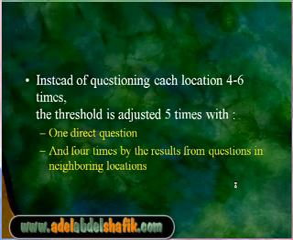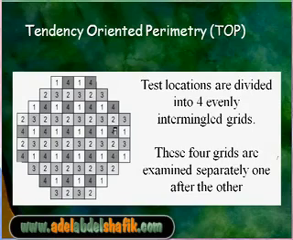So instead of asking the patient 5 to 6 times the sensitivity at the same location, the threshold of one location is adjusted 5 times: once depending on directly asking this point, and the other 4 depending on the sensitivity of the 4 adjacent points. Each time, the original point's sensitivity can be up or down depending on the sensitivity of the nearby points.